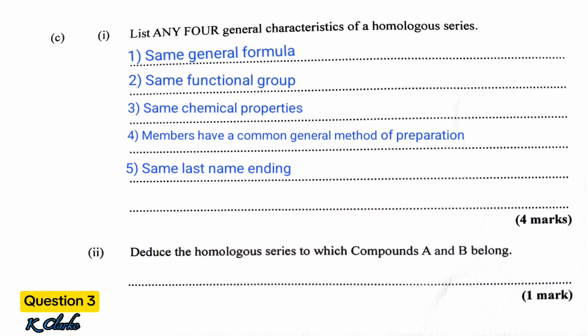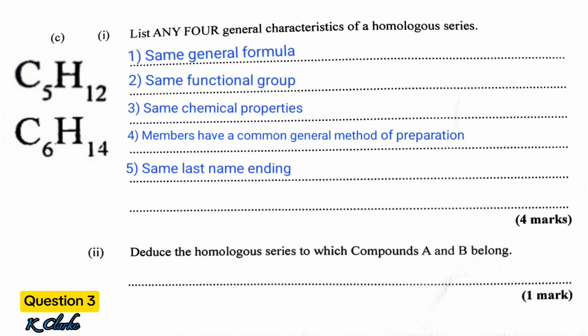Part 2. Deduce the homologous series to which compounds A and B belong. Both compounds have the same general formula CnH2n+2. This formula is for the homologous series alkane.